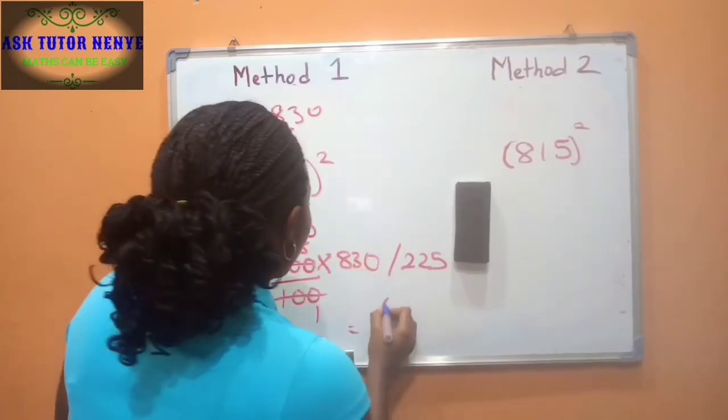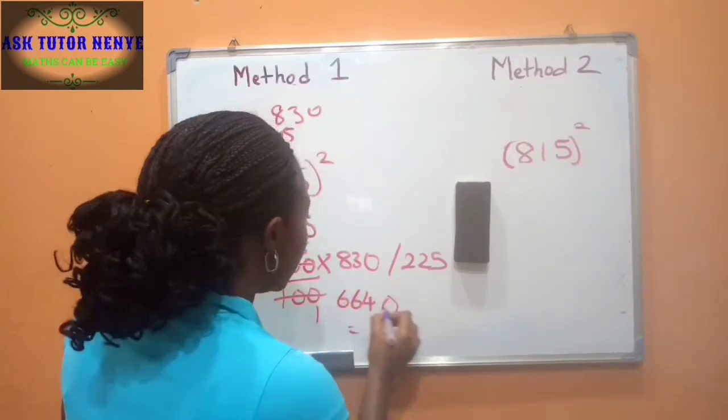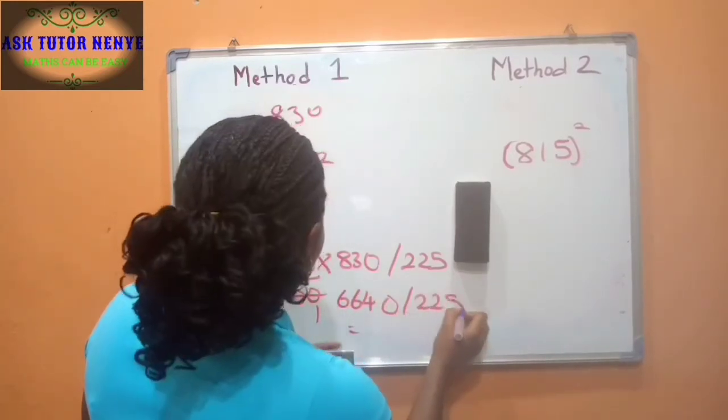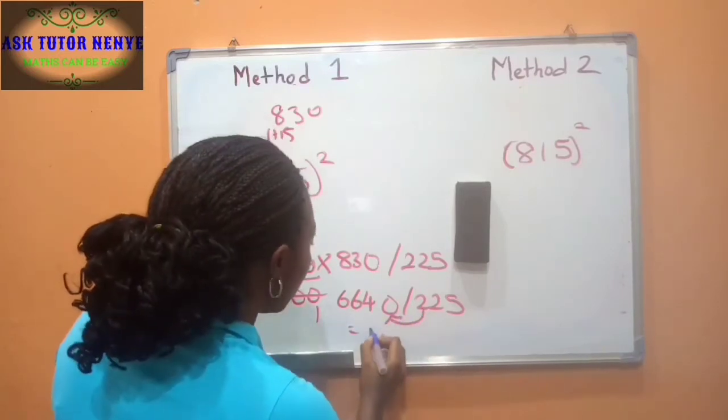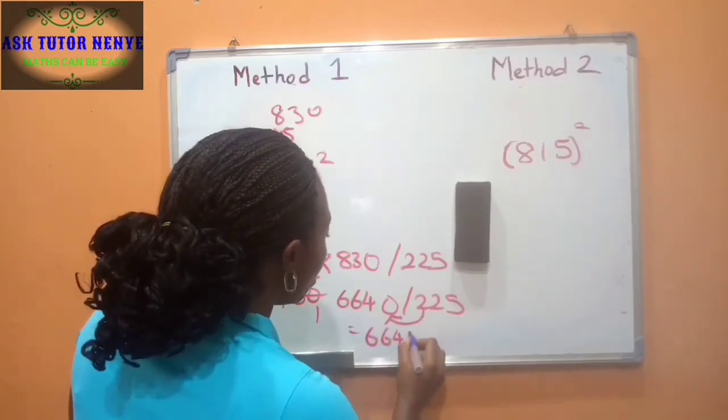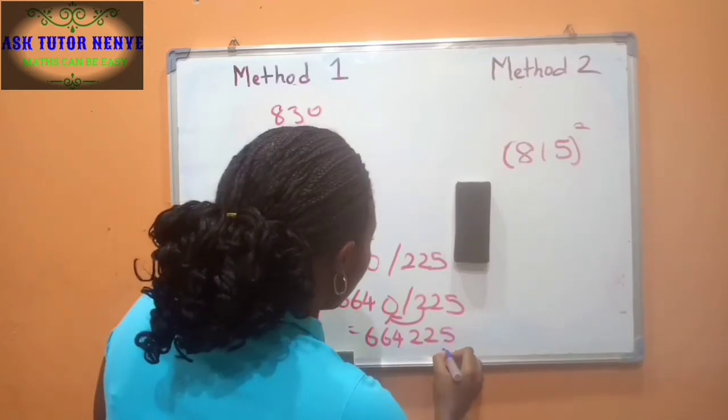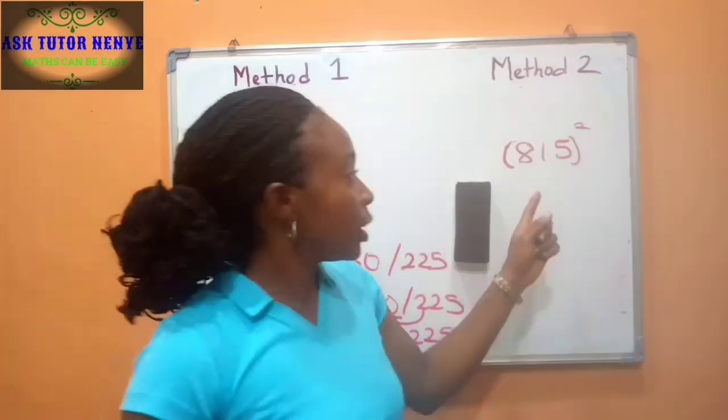8 times this gives us 266. And we have this. Since we have only 2 digits here, we simply add this towards 0. So we are going to have 664225. Okay, so let's take a look at the second method.